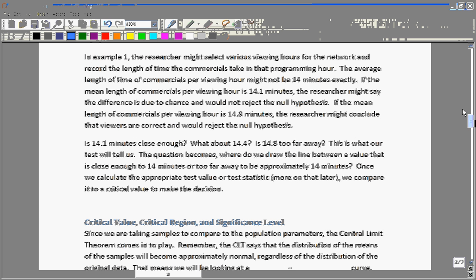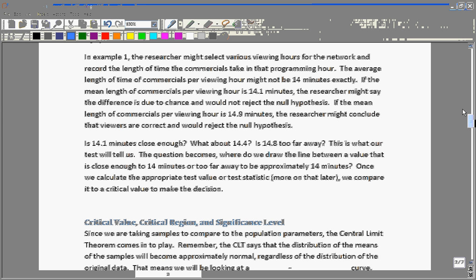But the problem comes in with this. Is 14.1 minutes close enough to say that it's 14? What about 14.4? Is 14.8 too far away? We don't know. This is when our test will tell us. The question becomes, where do we draw the line? Where's the line between being close enough to 14 minutes to say, yeah, it's about 14 minutes, or too far away to say that it's approximately 14 minutes.